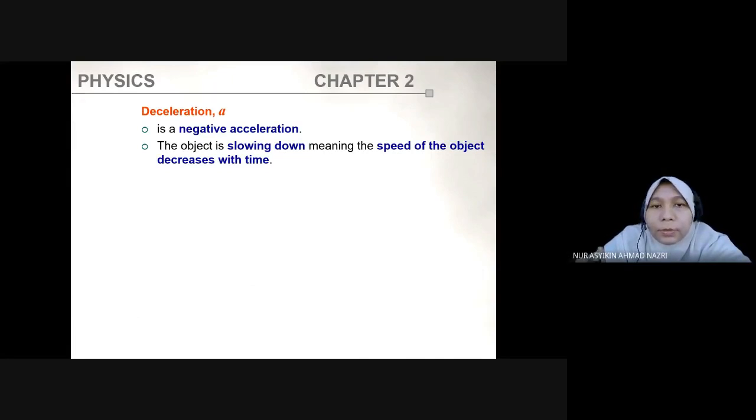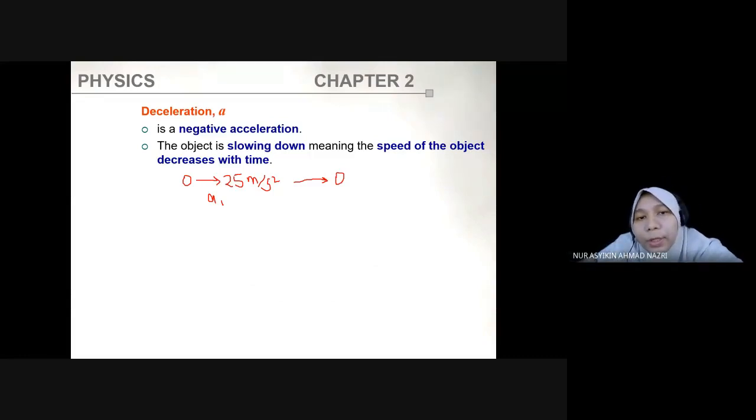So, slowing down means, let's say we have from 0 to 25. So dia moving macam tu, maksudnya dekat sini dia accelerate lah. Dia accelerate dengan jayanya, kat sini. And then dia nak berhenti, dia pergi kepada 0 balik. So the object wants to slow down, to stop. So here yang dia decelerate.